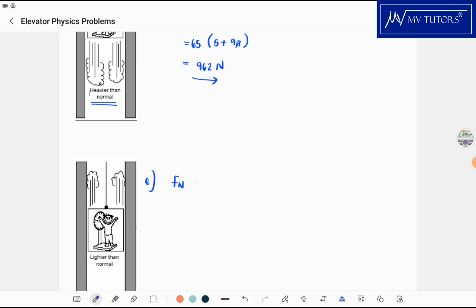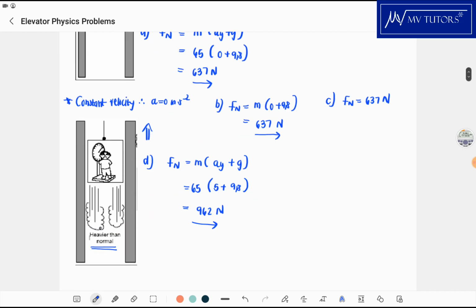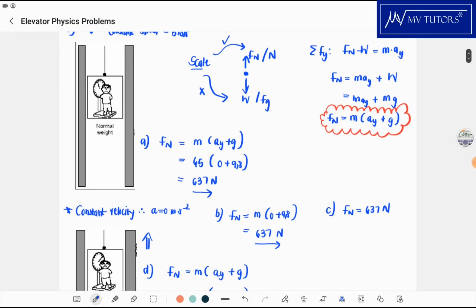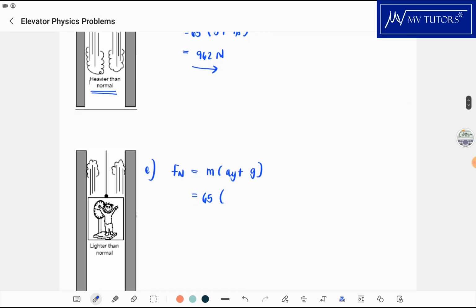But then what happens in scenario number E, if we're moving downward? Again, we use our normal force formula, because this is the reading on the scale. Mass times vertical acceleration plus gravitational acceleration. So that's 65. By the way, I actually do weigh around the 60s, so I didn't choose that number by accident. It's very familiar to me.